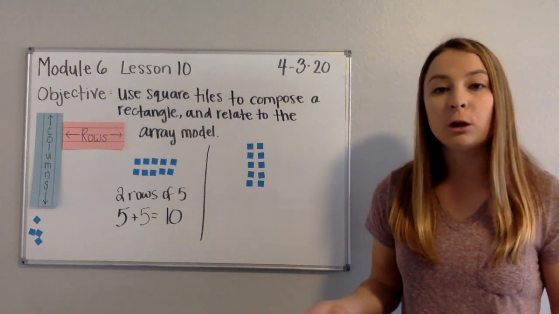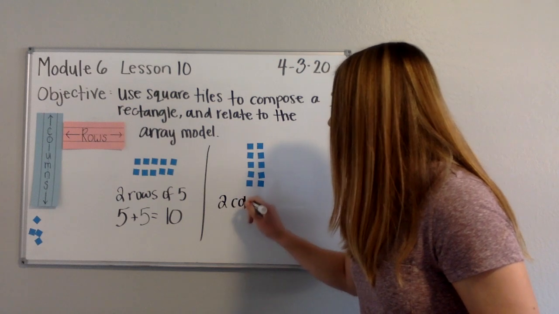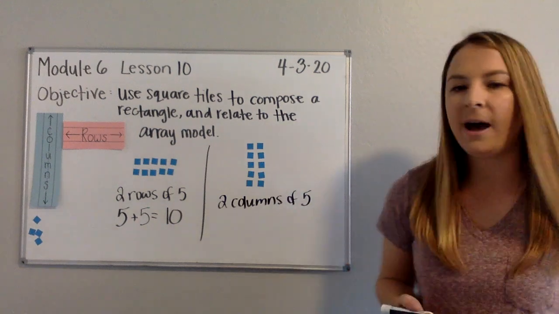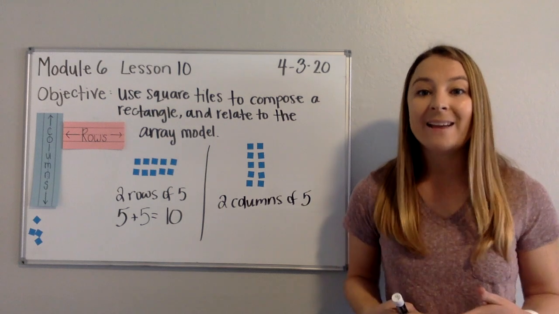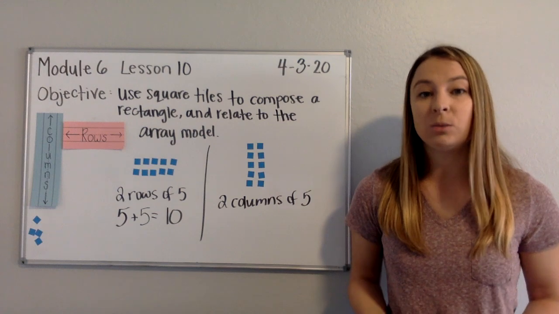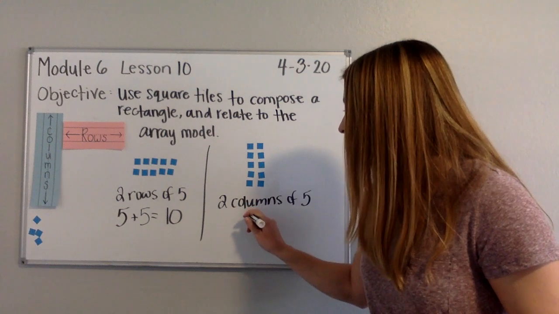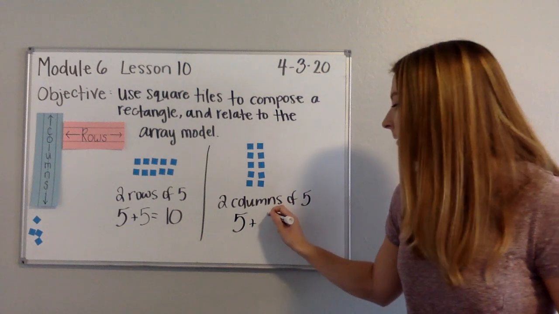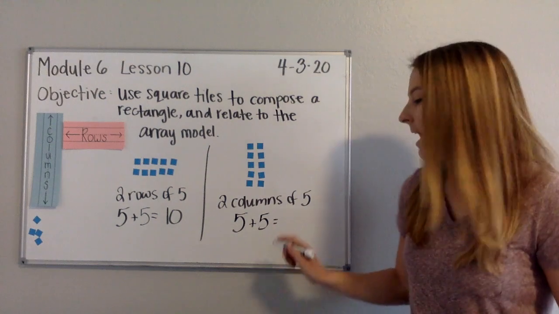Below it, I'm going to include what kind of array I made, which was 2 columns of 5. Now you might already be noticing similarities and differences between our arrays, and we're going to get to that in just a second. But first, I want to solve for the total number of counters in this array. Looking at my first column, 1, 2, 3, 4, 5. And looking at my second column, 1, 2, 3, 4, 5. That leaves me with a repeated addition sentence of 5 plus 5, and again, I know that makes a total of 10.